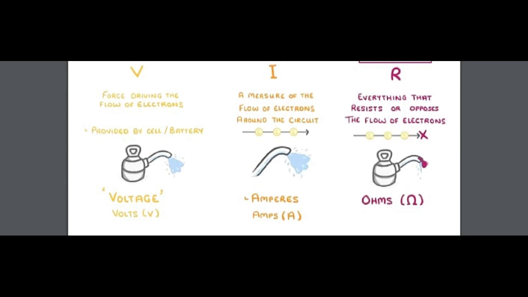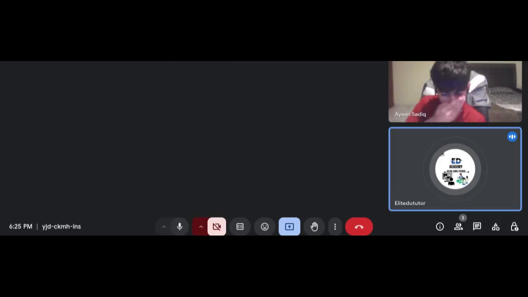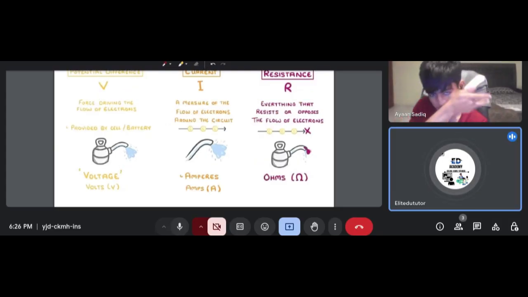It is measured in amperes, which we often just call amps, denoted with the letter A. Meanwhile, potential difference is denoted by V, small v, and is the force driving this flow of electrons and is provided by the cell or battery. You can think of this as the pump that forces the water along the pipe. When we open a tap, we are giving a force so that water has to come out of it. Okay. And it is measured in volts.